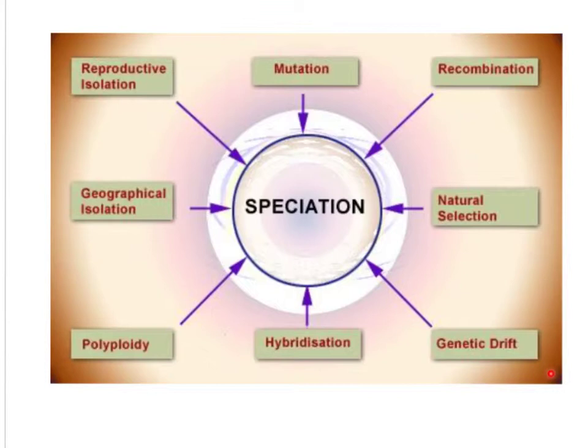Remember talking about genetic drift and changes in population, and that can contribute to speciation. Hybridization can contribute to speciation, where we have the merging of two different species into a new species. So polyploidy, where we have the duplication of chromosomes, different numbers of chromosomes. This tends to happen a lot in plants. Mutations can cause speciation as well.